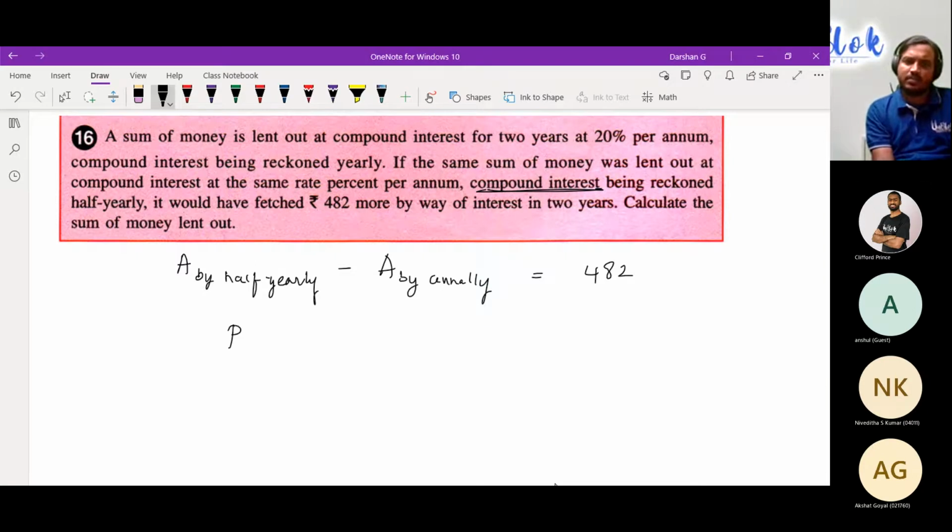The principal can be taken as X. Please take it as X. So amount by annually, if I calculate, it would be P into 1 plus R divided by 100 to the power of N, where N is 2, rate of interest is 20%, principal is X. So can you reduce this and tell me the answer?